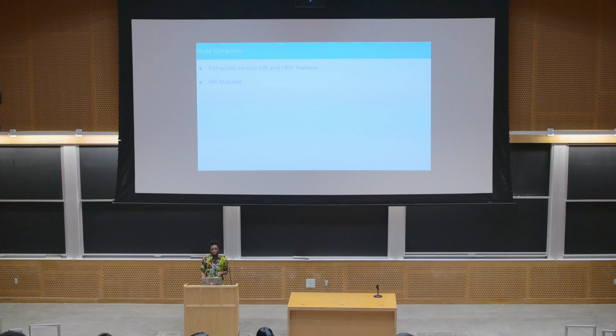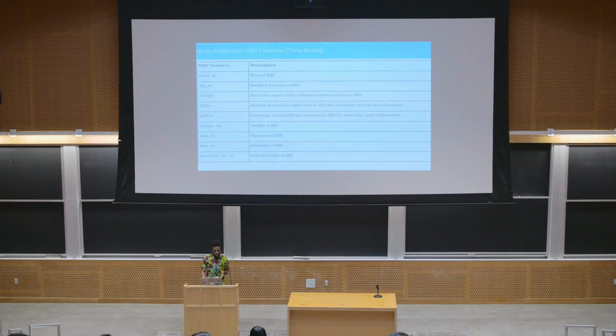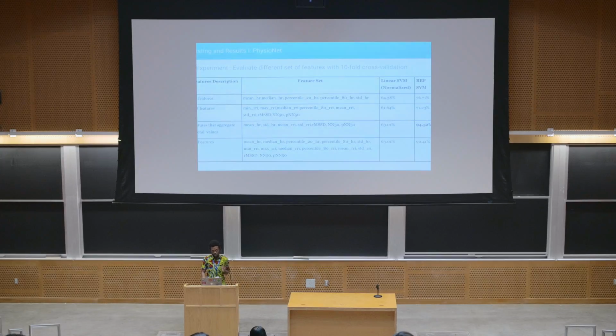For features, I extracted various heart rate and heart rate variability features. The heart rate features that I extracted were mean, median, standard deviation, and 80th and 20th percentile of heart rate. And then for my heart rate variability, I extracted mean, median, standard deviation, max, min, 80th percentile of RI and others. And for the results, I had 3 experiments.